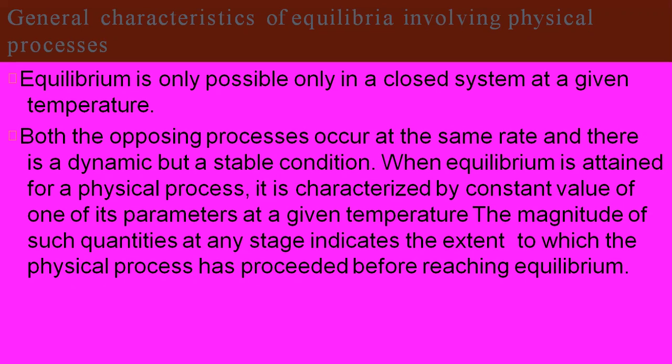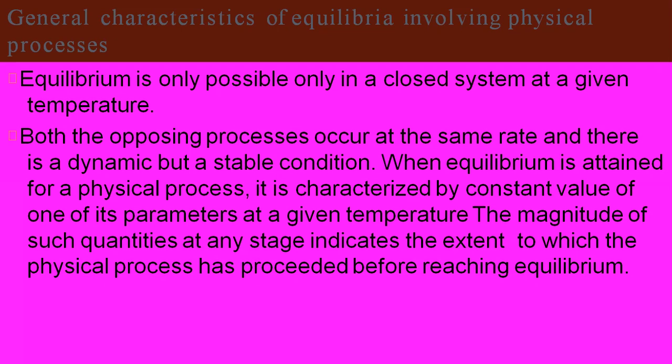Secondly, both the opposing processes occur at the same rate, and there is a dynamic but stable condition. Okay, both the opposite processes, meaning the forward direction and the reverse direction, means the rate of the reactant and the rate of the product will become equal. And that is a stable condition, meaning there is a dynamic equilibrium.